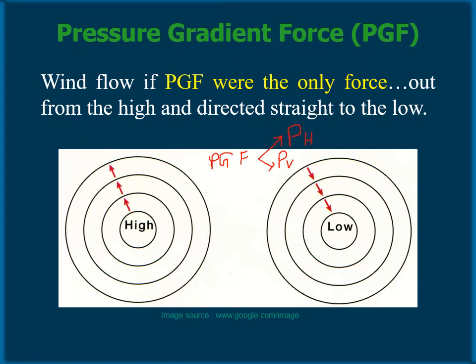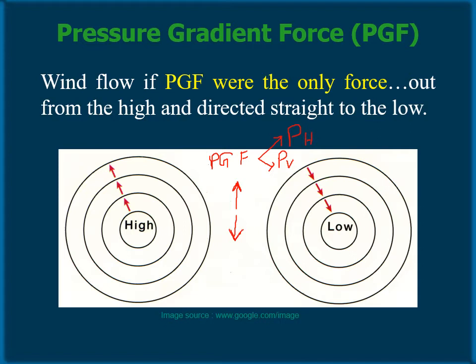Now, the vertical component of the pressure gradient force is very large, but this upward directed force is nearly balanced by the force of gravity, which acts downwards and pulls all the materials towards the earth's center. So one force, the PV, acts upwards from the surface, and the gravitational force acts downwards.